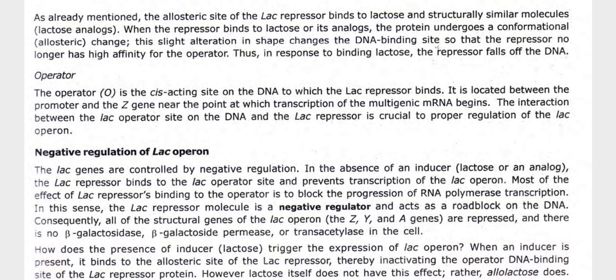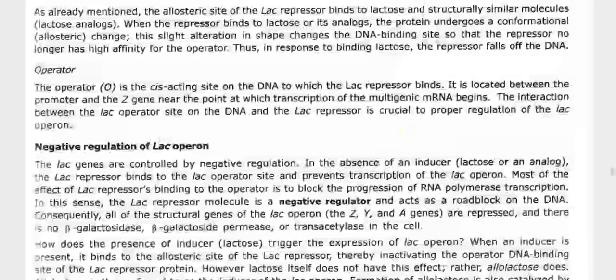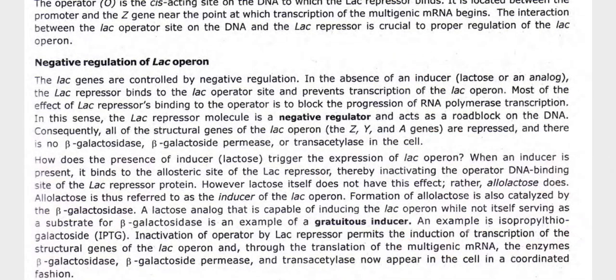The operator is the cis-acting site on the DNA to which the lac repressor binds. It is located between the promoter and the Z gene, near the point at which transcription of the multigenic mRNA begins. The interaction between the lac operator site on the DNA and the lac repressor is crucial to proper regulation of the lac operon. The negative regulation of the lac operon.